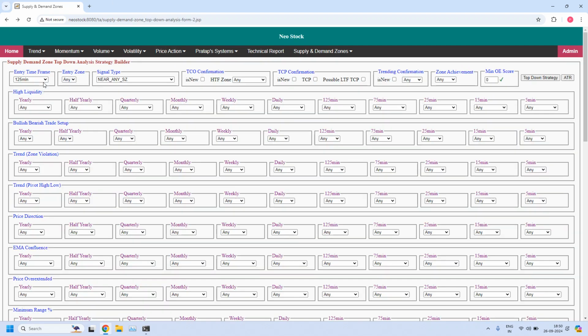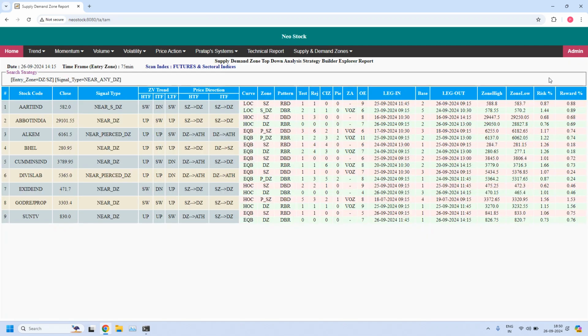The next time frame is 75 minutes. Entry time frame 75 minutes. Let us find the stocks near the 75 minutes demand zone. Nine stocks are filtered. Let's identify any high liquidity 75 minute supply zones from this list. Aarti Industries has a high liquidity 75 minute supply zone.